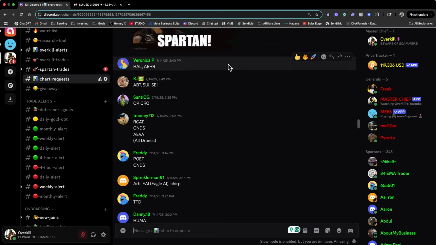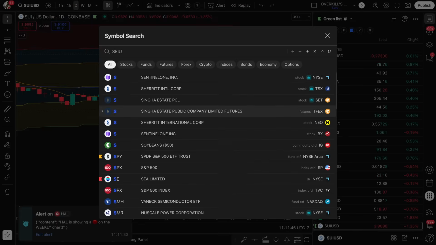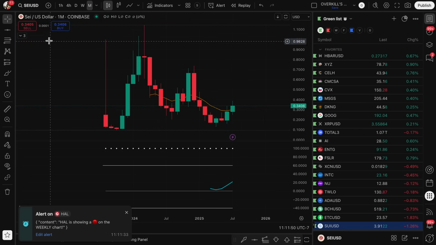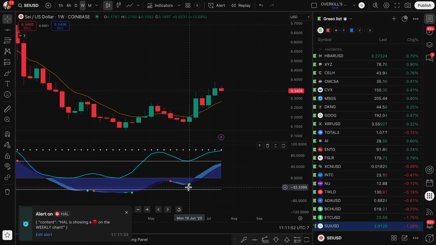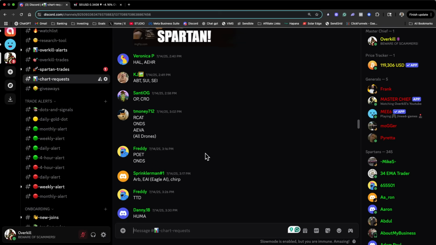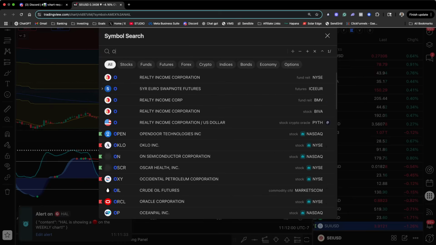SUI's got some room back to 5. SEI we covered. That one's still looking really good. We were talking about this one back here in June at around 18 cents. It's up 100%, but I think that one has room back to the red zone up here between 60 and 70. We got OP.